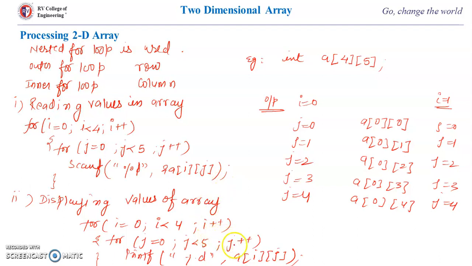And in the same way while printing also, when i is equal to 0, j is equal to 0 means this a[0][0] value will be printed, and then j1 means a[0][1], j2 means a[0][2], j3 means a[0][3], j4 means a[0][4]. So these values will be printed. So we have to remember, when we process a 2D array, the first subscript is the row size, and the second subscript is the column size. So we need to take two for loops. The first subscript is for row, so the outer for loop we write for row, and this inner for loop we write for column. So that's how we process a two-dimensional array.